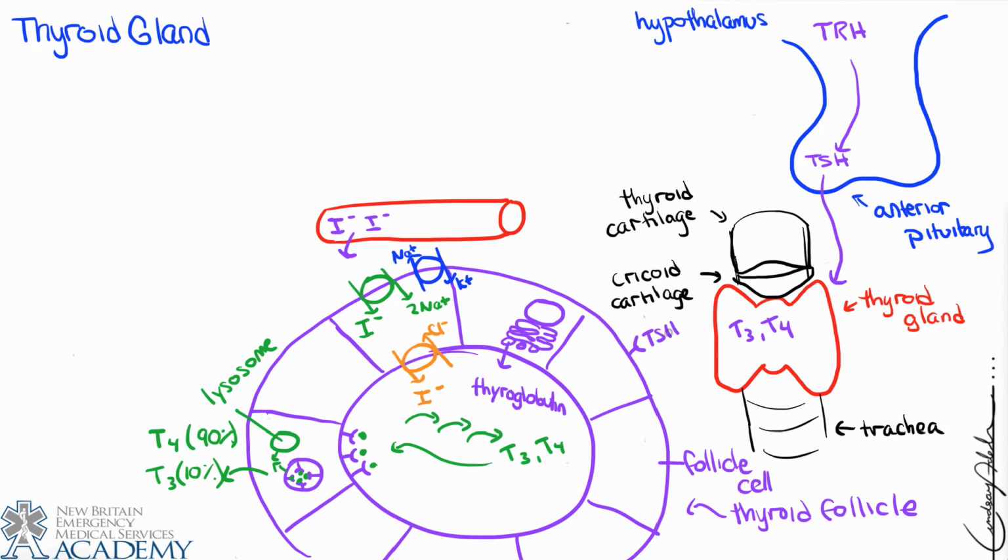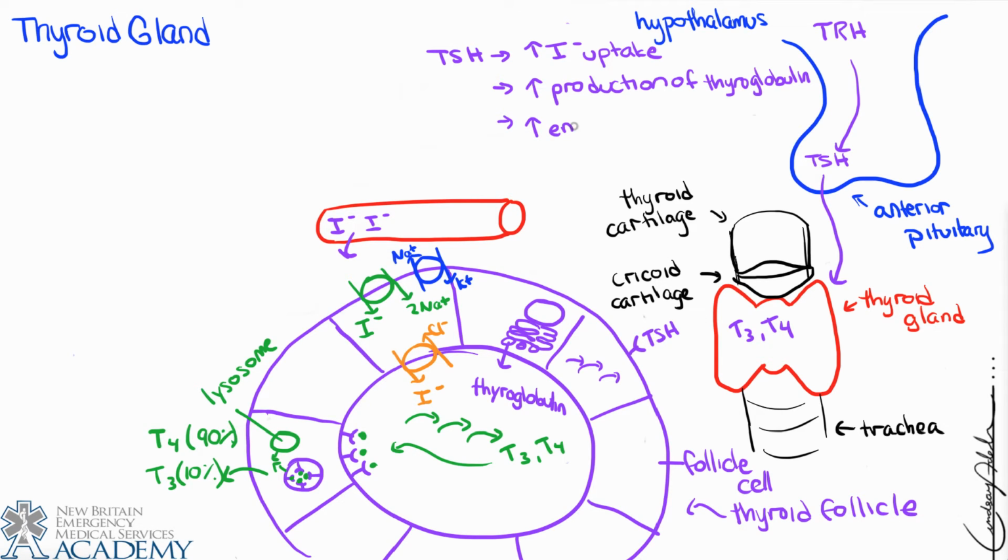So the TSH will bind to a receptor on the basal surface of the cell after traveling through the bloodstream and cause a cascade of reactions that in turn will do a couple of important things. One, it will increase iodide uptake into the cell by increasing the number of NIS transporters, so the one in green. So the cell has the ability to synthesize more of those transporters, making it easier to bring in more iodide ions. Also, it can increase the production of thyroglobulin, also by way of interacting with the DNA.